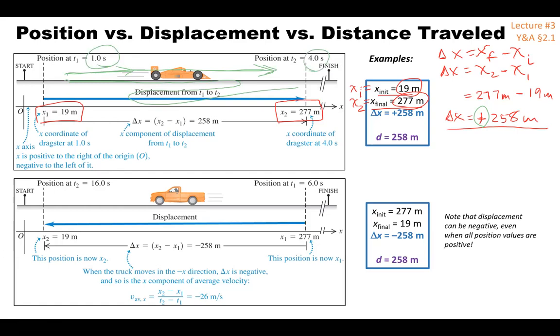At an earlier time of 1 second, it was at a position of plus 19 meters, and at a later time of 4 seconds, it was at a position of 277 meters. And that's all we need to know to get the displacement. So notice again, displacement is path independent.